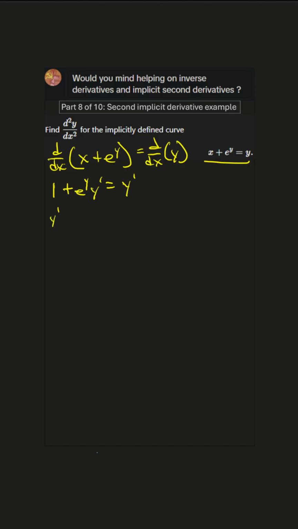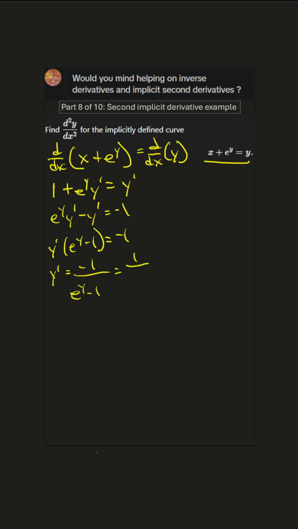Let's get all the y primes on one side. So that'll be e to the y times y prime minus y prime equals -1. Factor out the y prime. That'll be y prime times (e to the y minus 1) equals -1. And then we can divide. We get y prime equals -1 over e to the y minus 1. Factor out the -1. That's just 1 over 1 minus e to the y. So that's y prime. Let's go for y double prime.